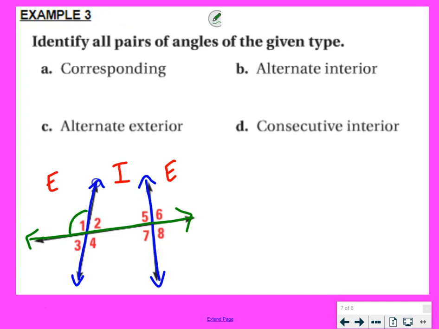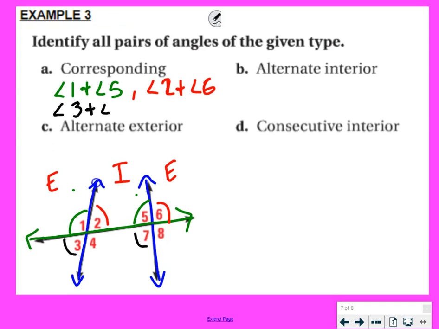We'd have angle 1 and angle 5. They're at the same location on the two lines, just on a different line. So angle 1 and angle 5 would be corresponding. Angles 2 and 6, they're also both on the top right, so they correspond. Angles 3 and 7, they're on the bottom left. And then lastly, we have angles 4 and 8 in the bottom right. So those are your pairs of corresponding angles.